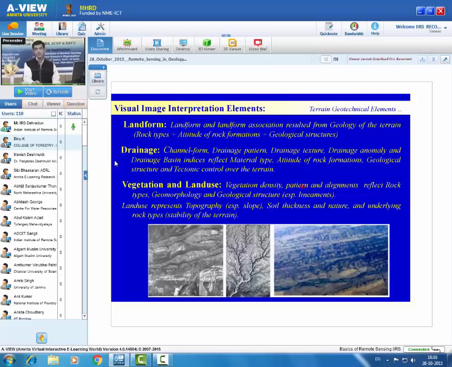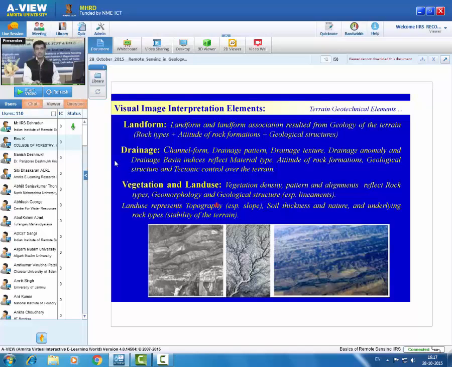Then vegetation pattern, then alignment. Let us say that the vegetation is aligned in a particular line. Then we can say there may be a fracture along which soil has been formed, which is available for the growth of the vegetation. So that is why you are getting some alignment of the vegetation. So the vegetation as well as land use.